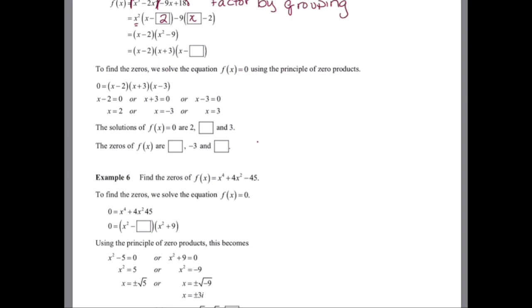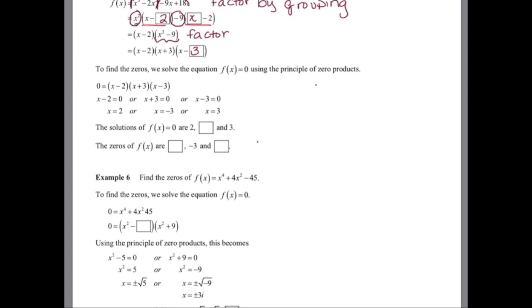Notice now that with our common factoring here, I created a common binomial of x minus 2. So I'm going to factor out the common binomial of x minus 2, and what's left over is x squared minus 9. And I can factor this one more time using the difference of perfect squares. So x minus 2, x plus 3, x minus 3.